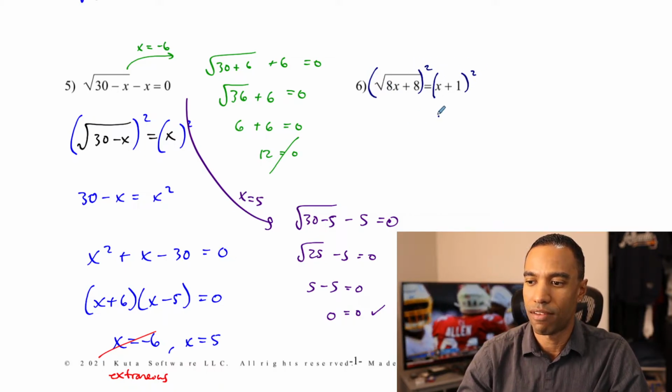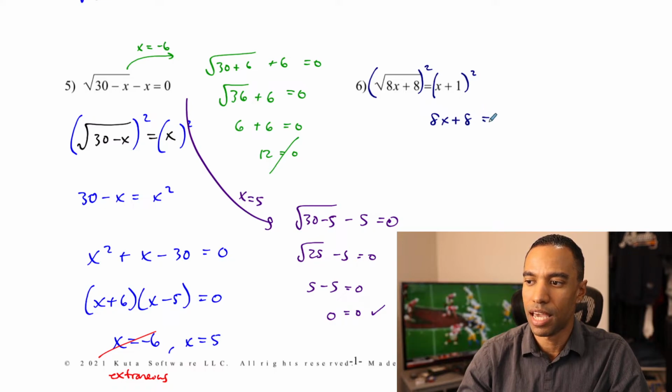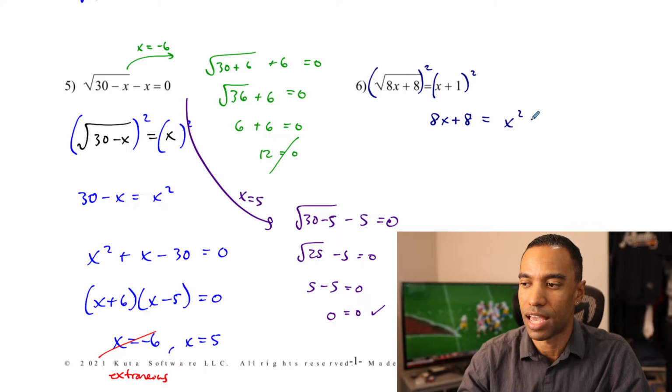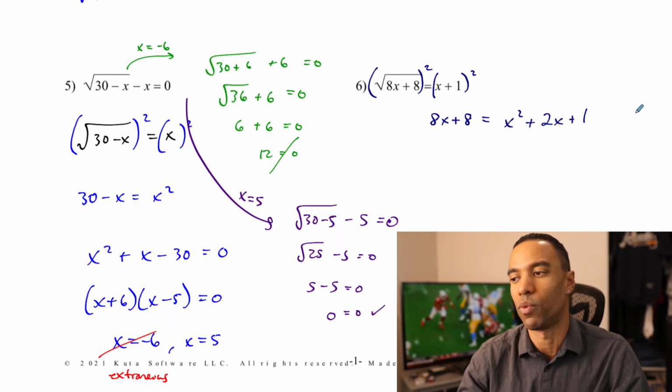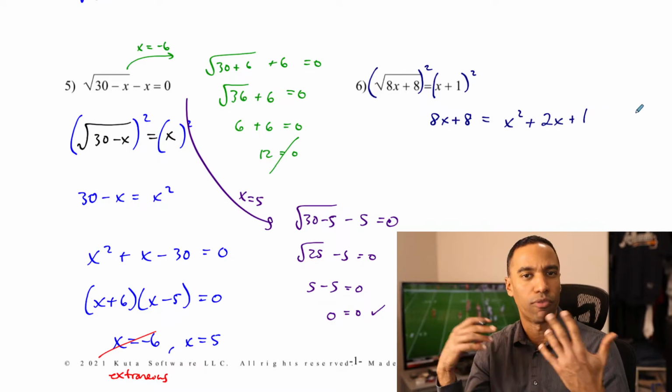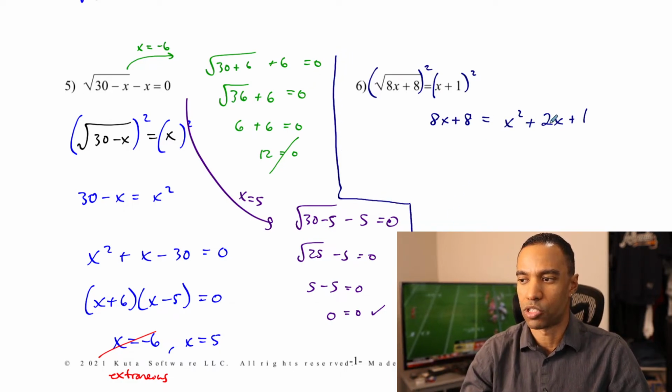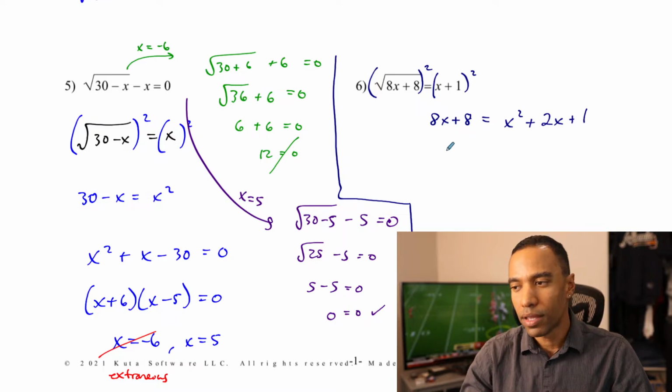So right here, we'll have 8x plus 8, but on the other side, we have to do x plus 1 quantity squared. That's actually x squared plus 2x plus 1. Remember, you expand that through foiling, or your binomial expansion, a squared plus 2ab plus b squared.